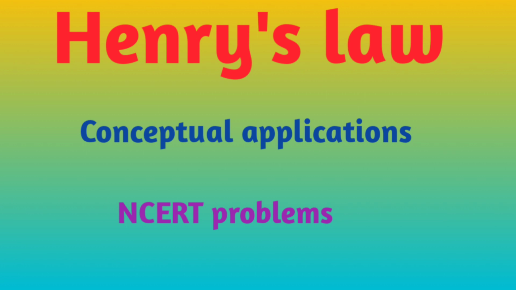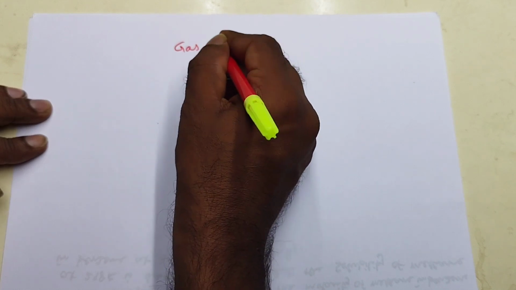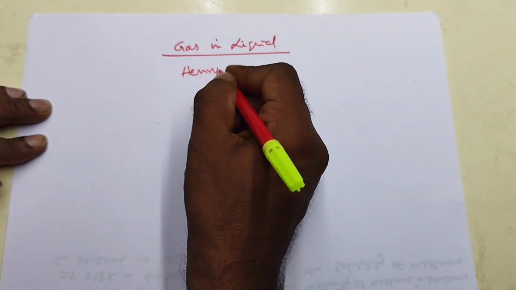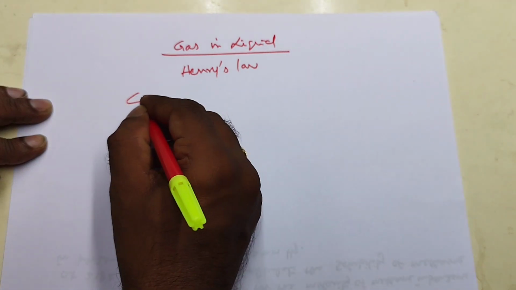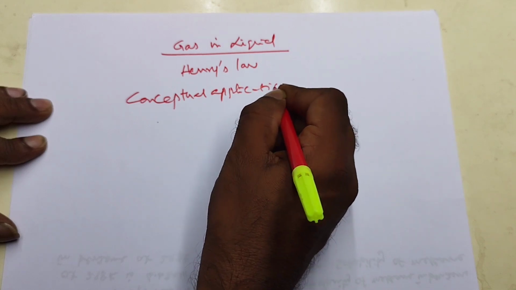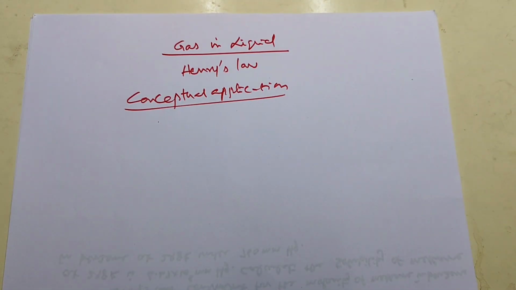In the last video we discussed Henry's law in the chemistry chapter 2, Solutions. So today we are going to discuss the conceptual application part, gas and liquid, applying Henry's law. This is one of the conceptual applications. In the last class we discussed Henry's law and its applications, and in this class we are going to solve a few NCERT problems.